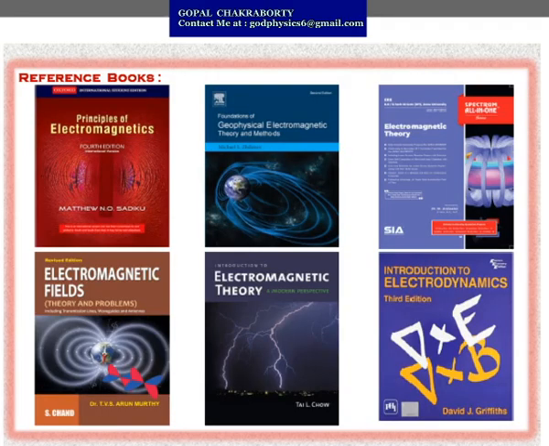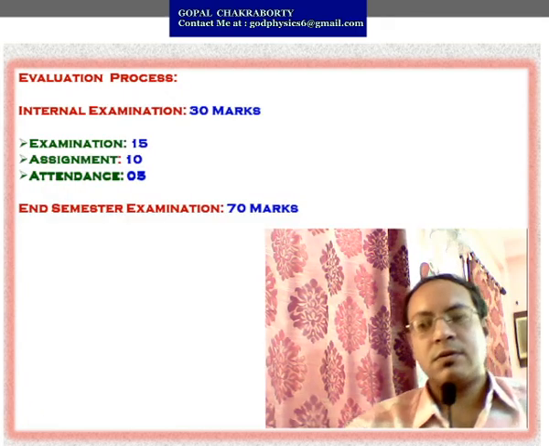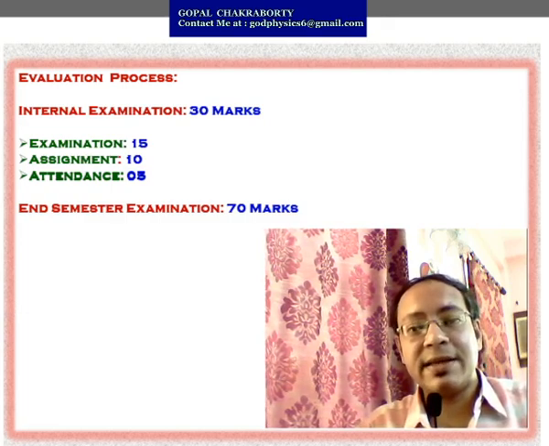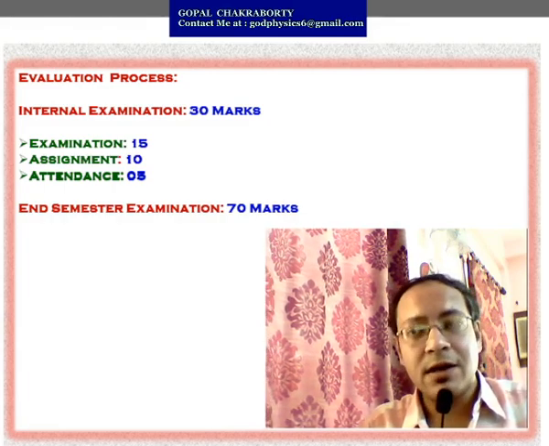These are the books that you may consider as reference. You have the same evaluation process, that is the same exam: external exam for 70 marks and internal exam for 30 marks.